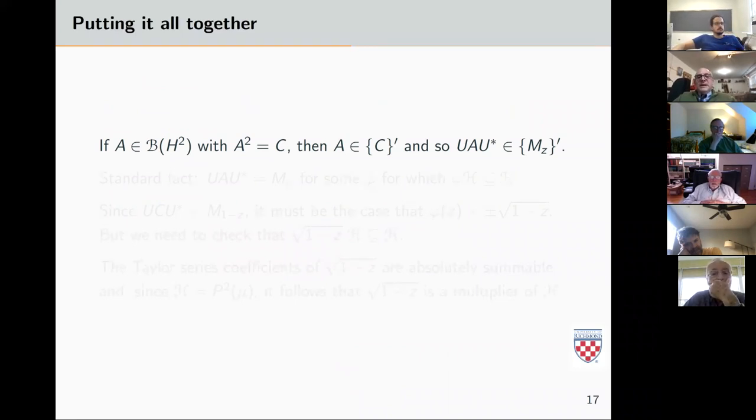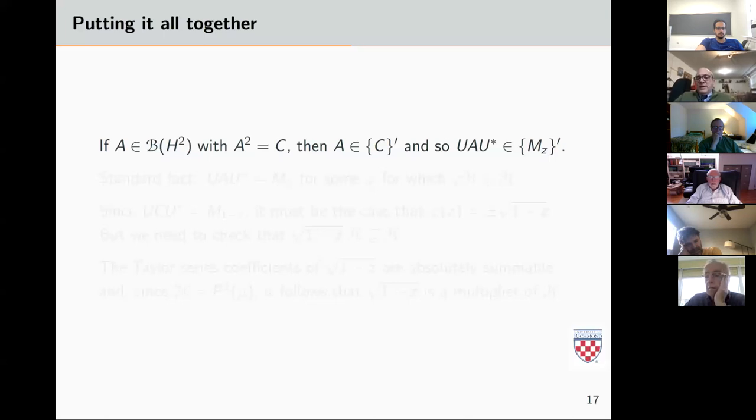A two-second exercise here says that A is actually going to commute with the Cesaro operator. So this is what this little prime thing means, that AC is CA, and you can almost see how that works. Conjugating by U, you see that U A U star is going to be in the commutant of multiplication by z on this mysterious Kriete and Trutt space, H.